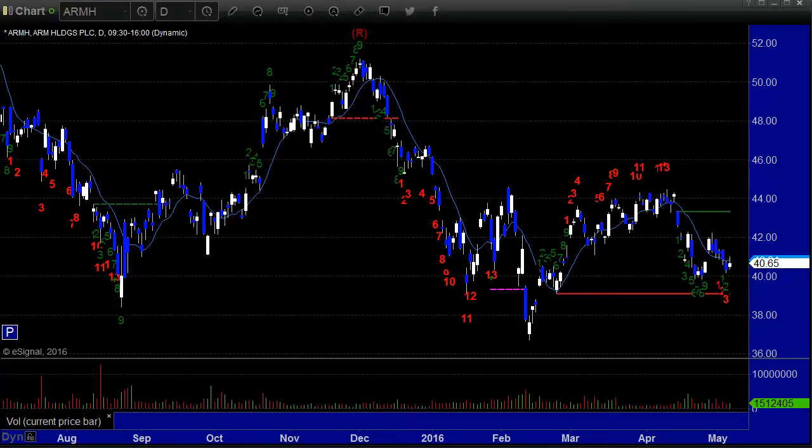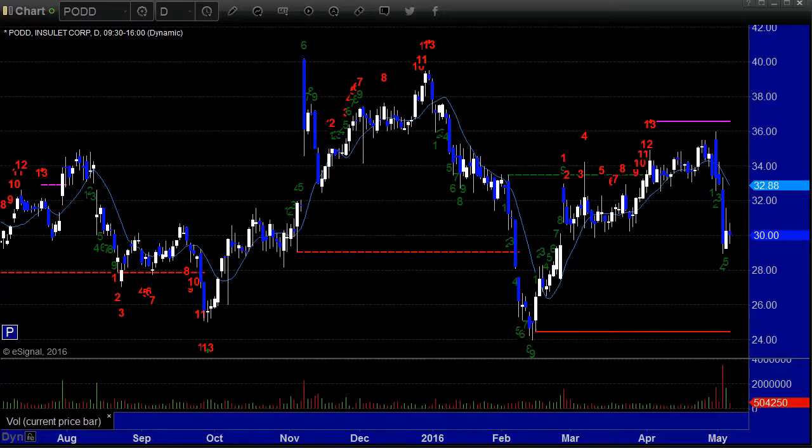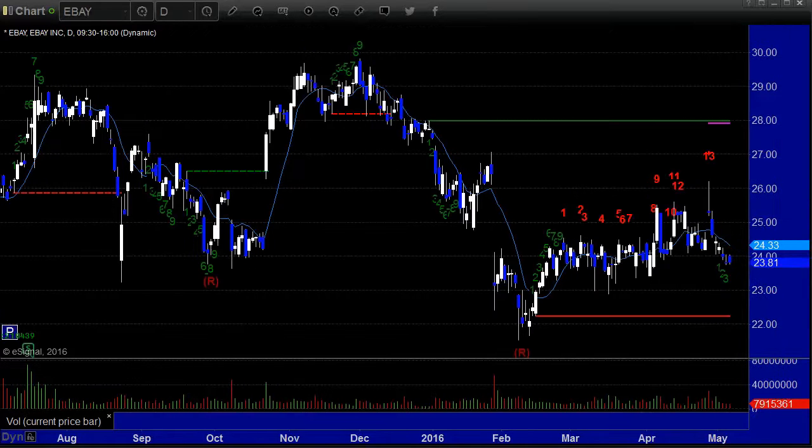ARMH. Look at that, 13 sell signal, heads lower. PODD, P-O-D-D, 13 sell signal, went sideways for a while, but again, the risk line is the stop out point. It never quite got there, and then finally rolled over and accelerated to the downside with some energy.